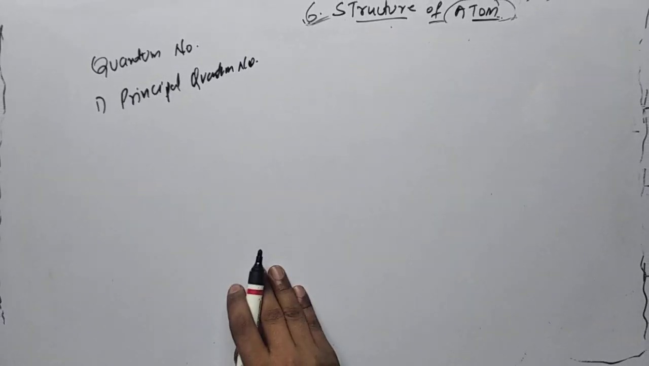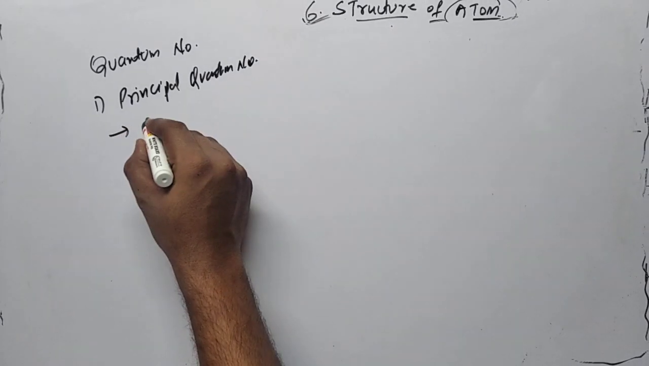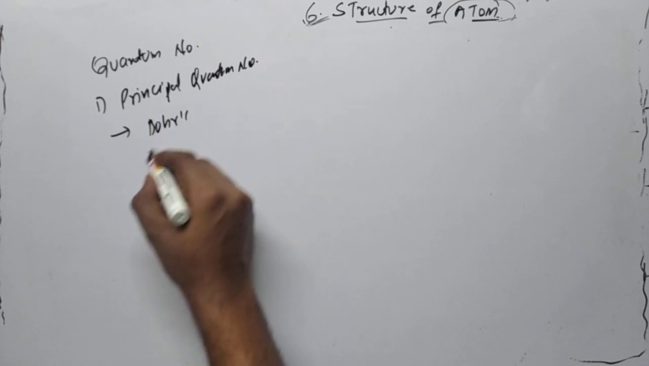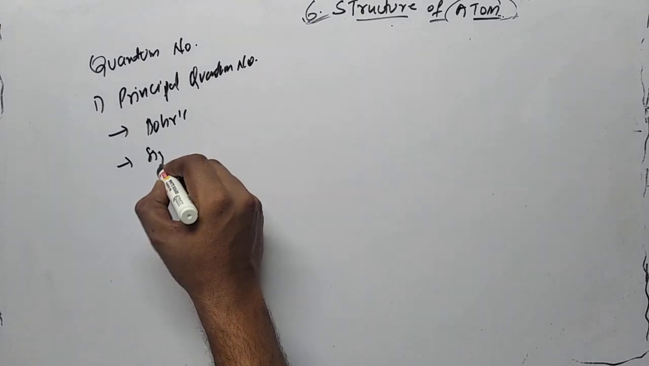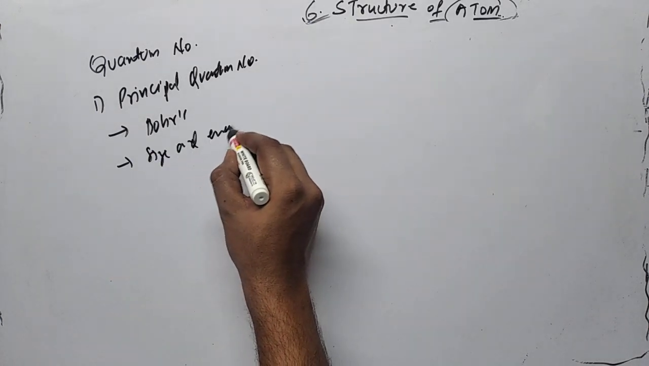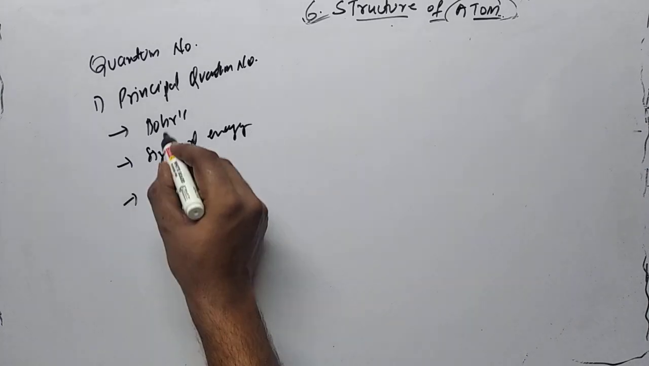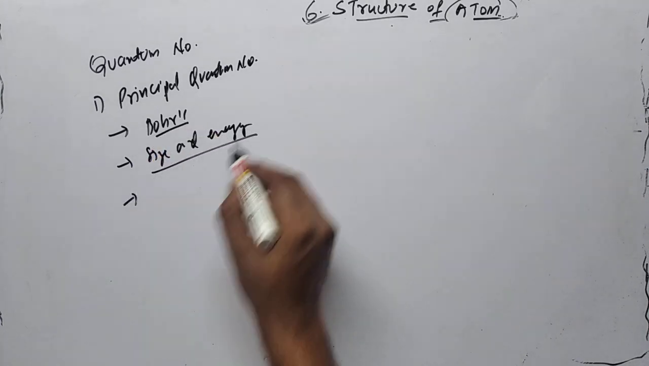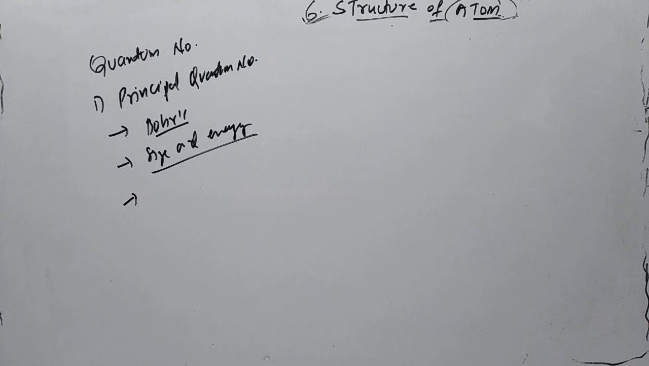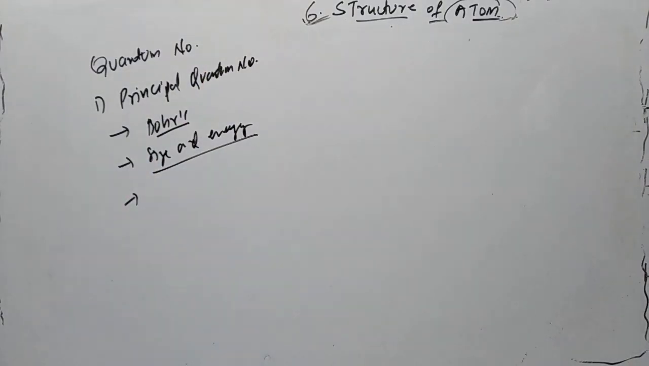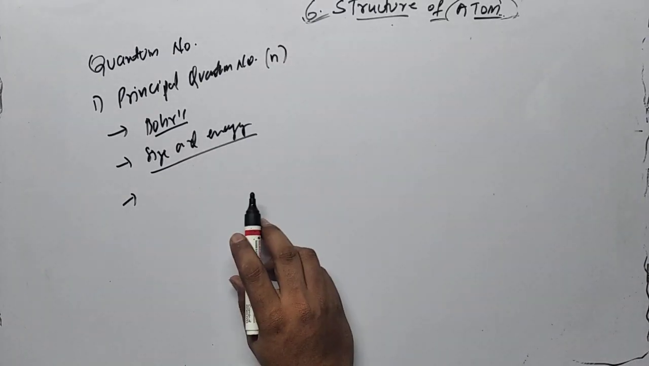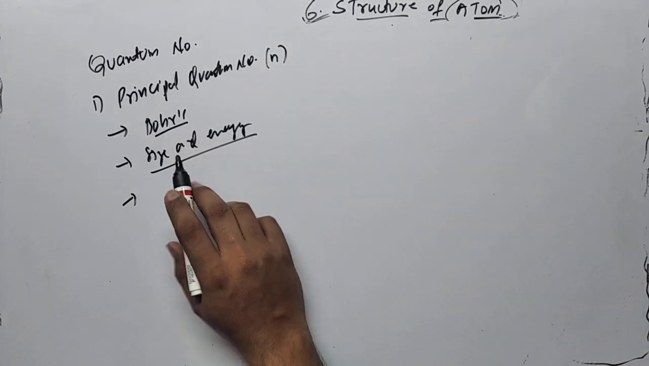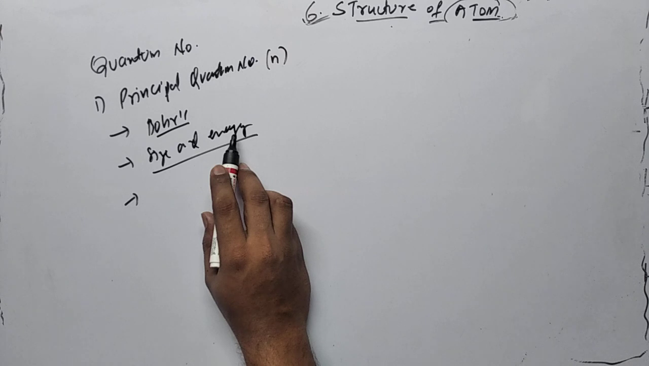Okay, so first you just write who proposed it. The principal quantum number was proposed by Niels Bohr, and it indicates the size and energy of the orbit. So it gives you the size and energy of the orbit. First, who discovered it and why it was proposed. Bohr has proposed the principal quantum number. It is indicated with small n, and it shows the size and energy of the orbit.